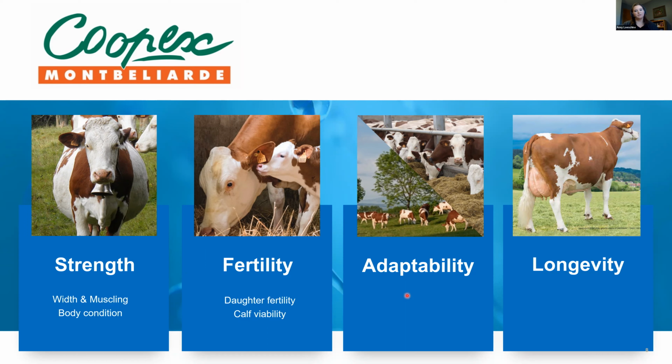The Montbelliard in particular is a very adaptable breed. They are dually selected both in grazing environments and in confinement herds at the same time. So really the genetic progress of the breed is coming from both of those camps together simultaneously. And then the Montbelliard is known for their outstanding longevity. They are a longer lived cow than the other French dairy breeds that INRA reports on within France.